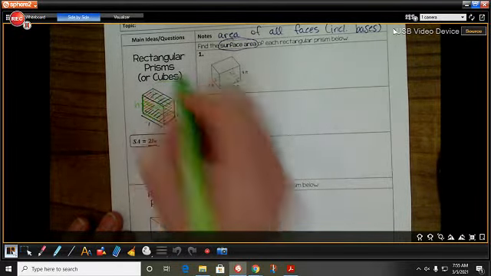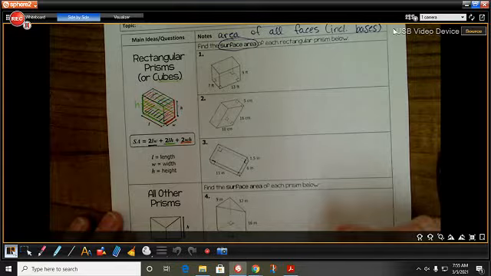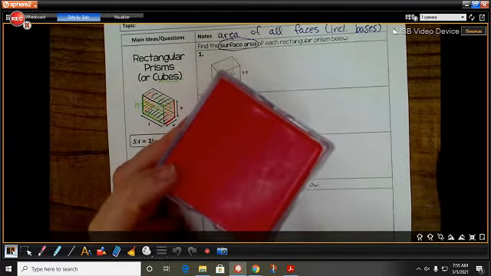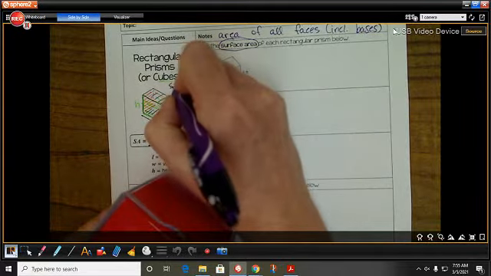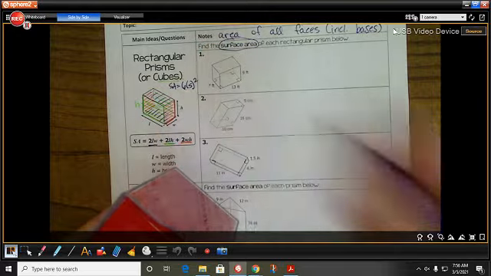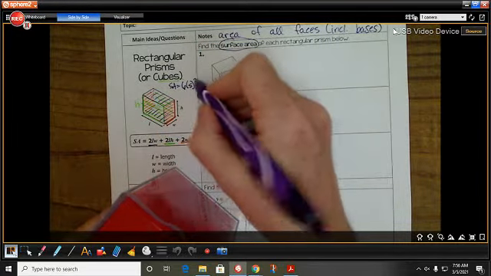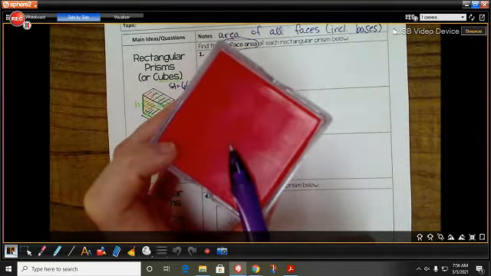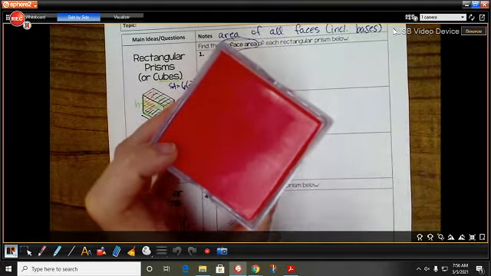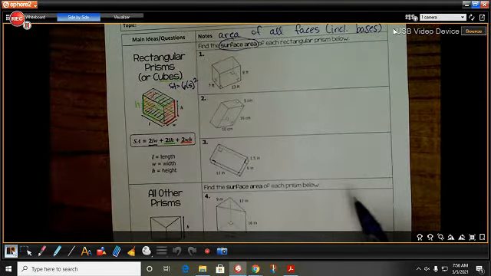Now notice it also says cubes here. A cube is a rectangular prism. It just happens to have all squares on all sides that are all the same. So for a cube, you could just do the surface area equals 6 times the side squared, because the side squared will give you the area of this face, and then in a cube there will be 6 of them. They will all be the same.